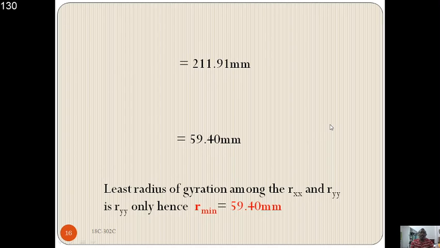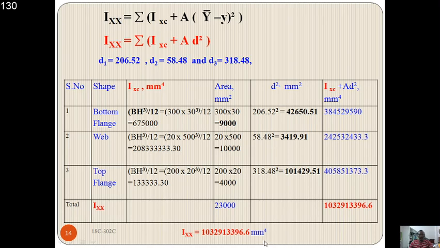Then in the problem, they asked about the least radius of gyration. Therefore you need to find out Rxx and Ryy. Rxx is equal to the square root of Ixx by A. You know the Ixx value, because we have the Ixx term, and the total area is obtained by adding all these 1, 2, 3. So this is the total area, and this is the Ixx value from the table.